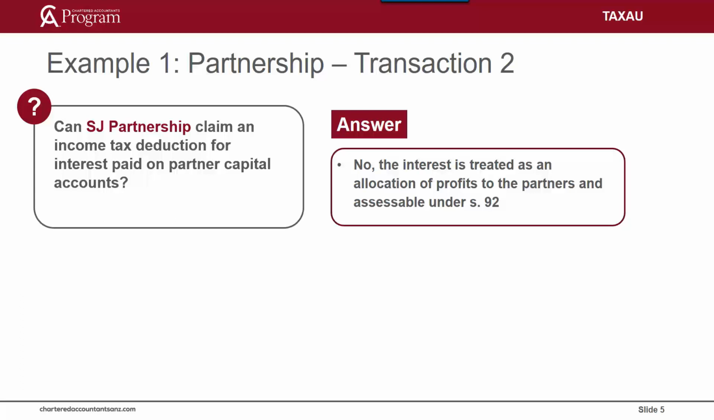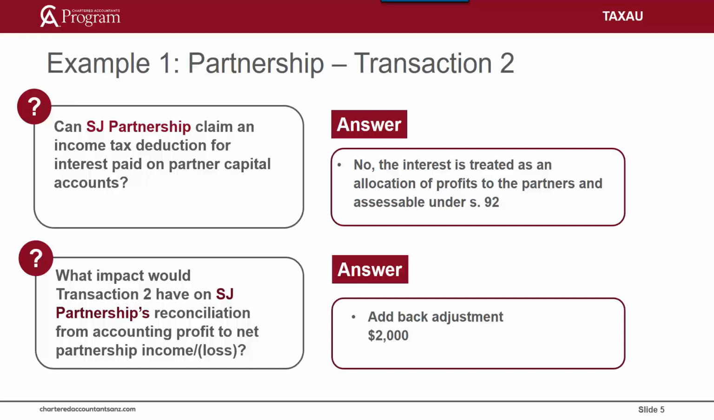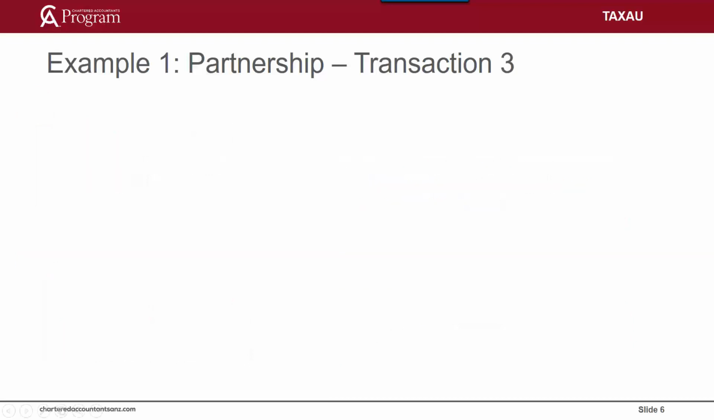So now that you know, what impact would Transaction 2 have on SJ Partnership's reconciliation from accounting profit to net partnership income or loss? The correct answer is an add-back adjustment of $2,000 in the partnership's net income reconciliation for tax. This is because the interest has been expensed in the accounting profit of the partnership. This would increase the net income which is distributed and assessable to the partners under Section 92. So let's consider Transaction 3.